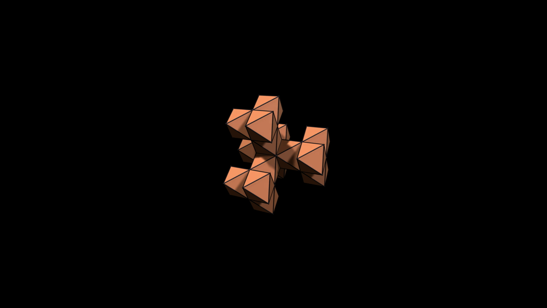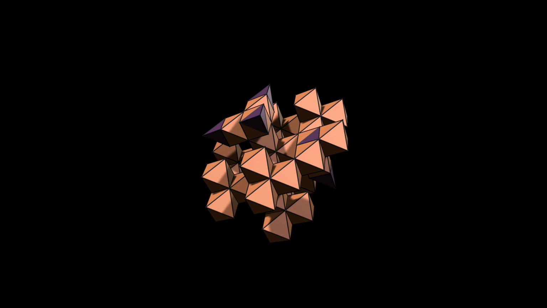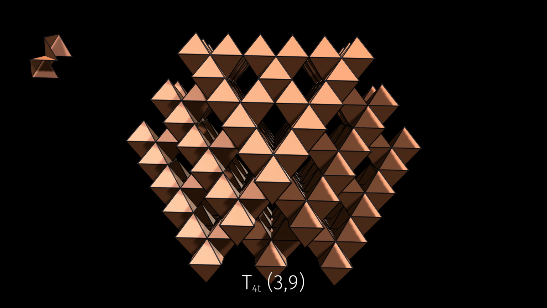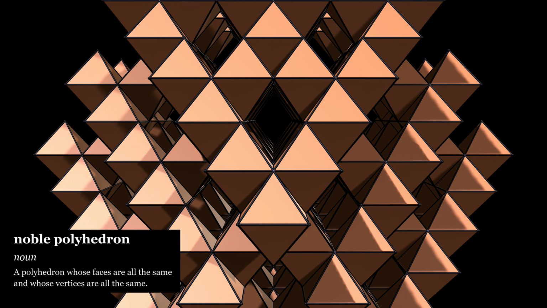We can also change our starting seed. Instead of an icosahedron, imagine a simple tetrahedron. If we attach octahedra to all 4 of its faces, the original tetrahedron effectively disappears. In this configuration, every single face in the entire infinite lattice is identical. This elevates the structure to a special status. It is an infinite noble polyhedron.